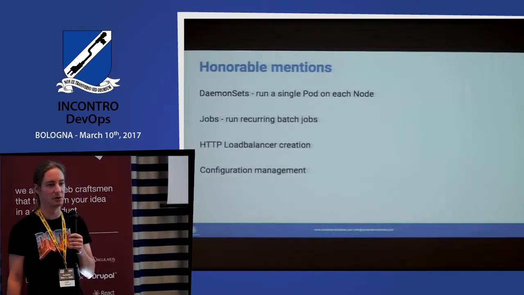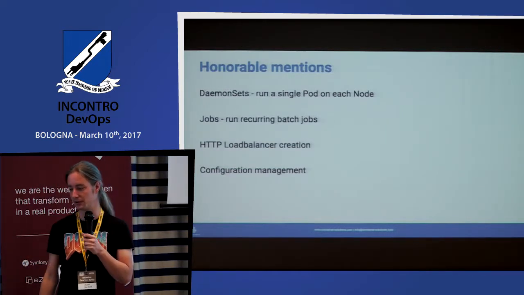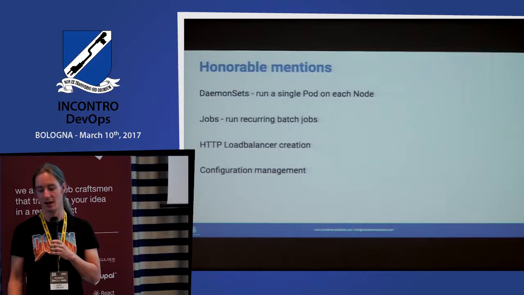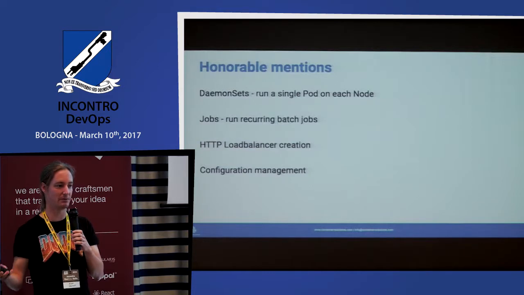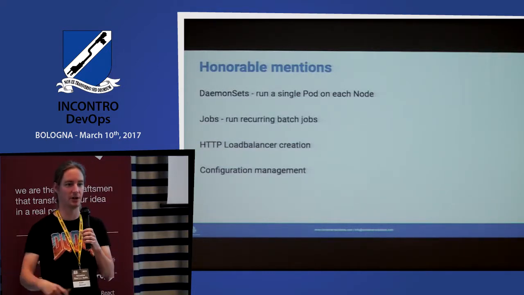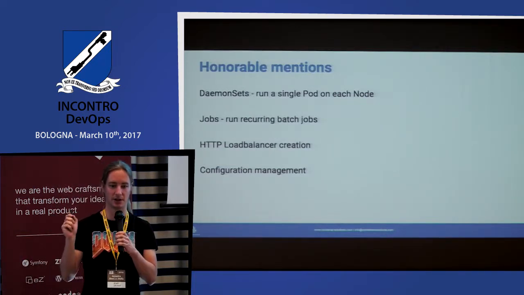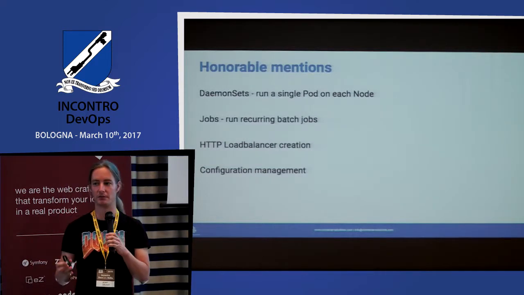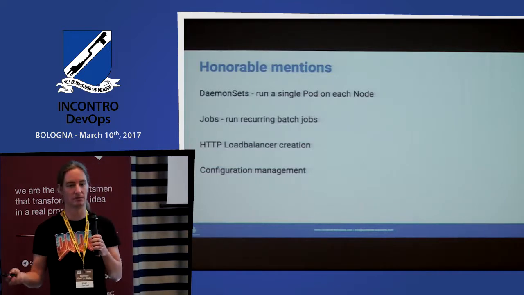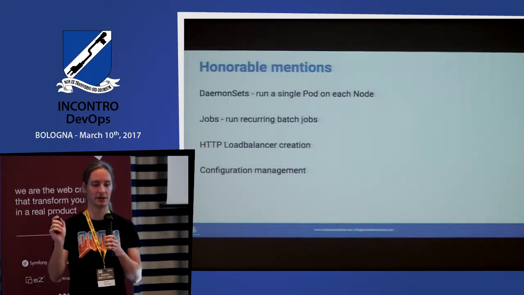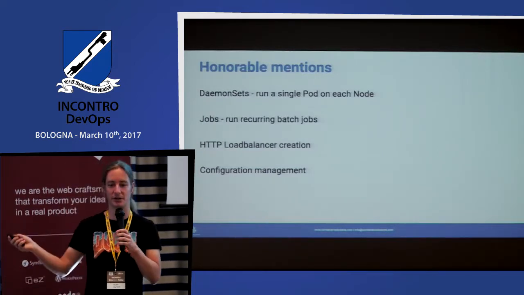Some honorable mentions of Kubernetes features. Some of them we didn't even use, but for those who weren't familiar with Kubernetes, I just want to mention them. Daemon sets are a way to run a single pod of one type on every node. So whenever a node joins the cluster or leaves the cluster, Kubernetes will make sure that there is one pod of that type running there. This is great for things like monitoring solutions that need an agent running on every machine of yours. You just install this on Kubernetes with one command and then the rest is taken care of for you forever until the cluster goes down or something.